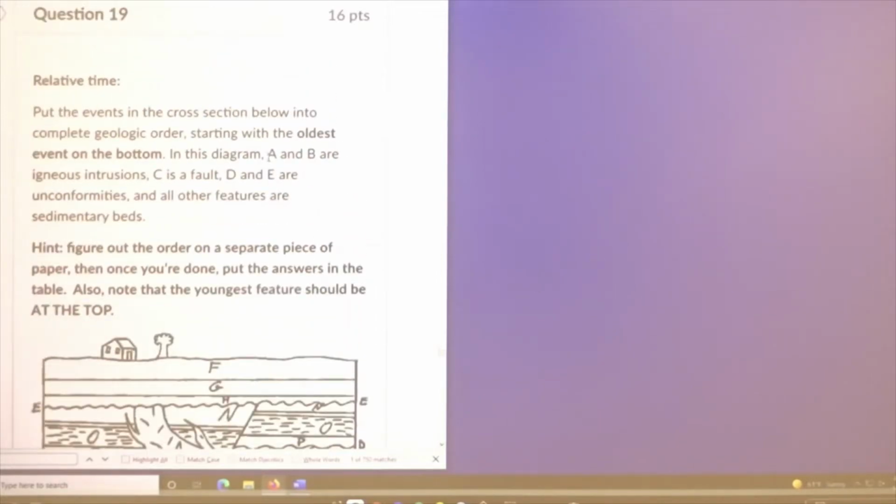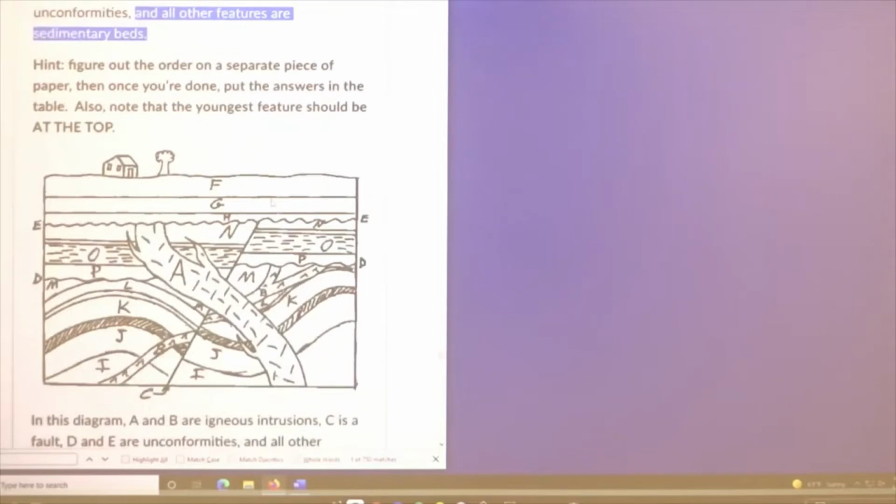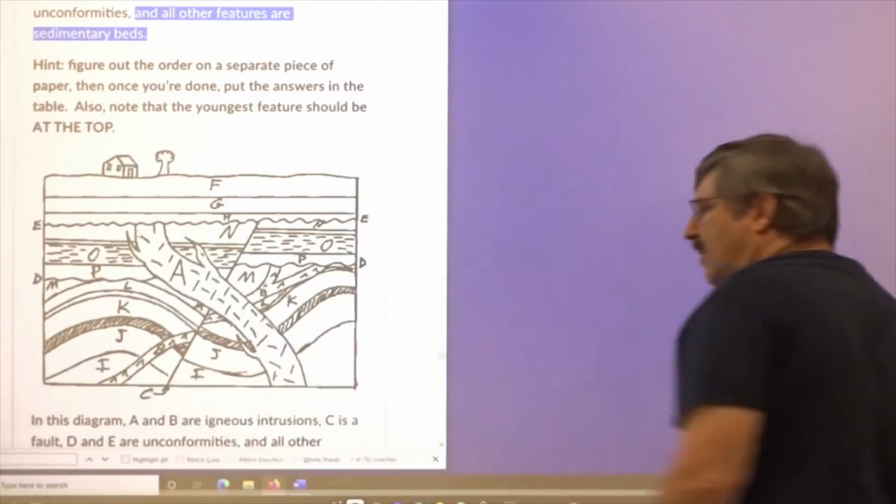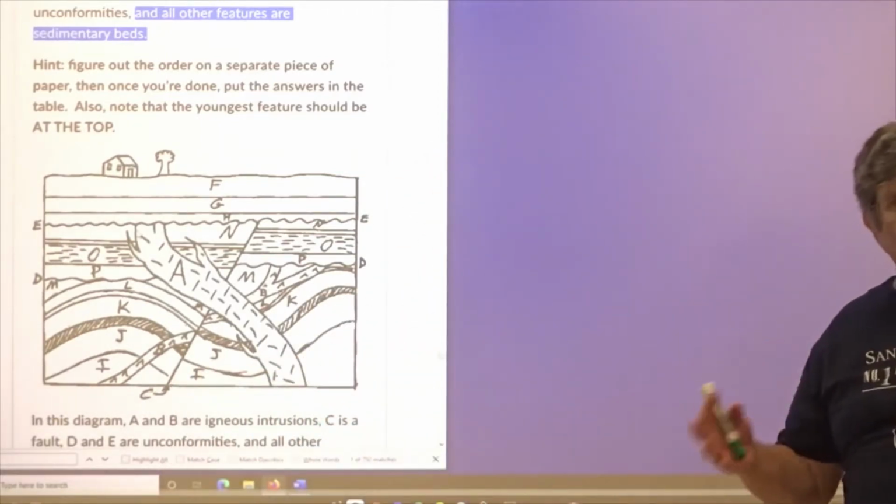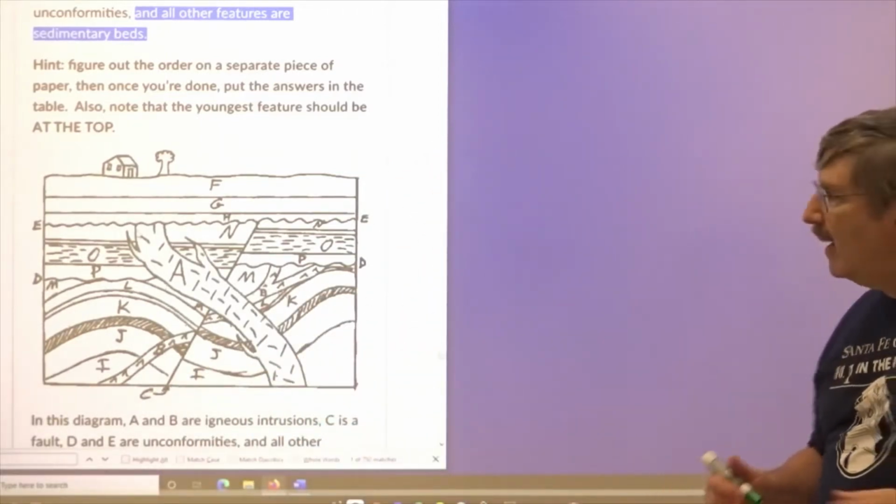We have A and B are igneous intrusions. There's one fault. There are two unconformities. And again, all other features are sedimentary beds. So which sedimentary bed is the youngest here? And I think you recognize which one is the oldest. The one on the bottom is the oldest.